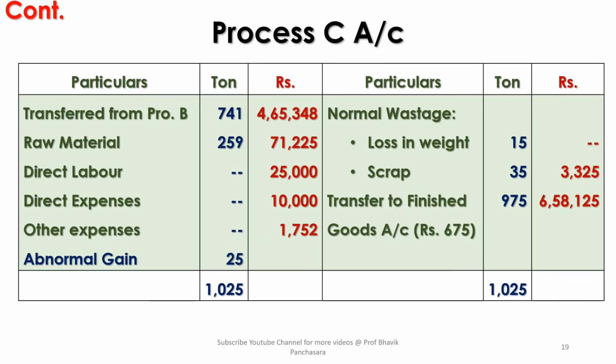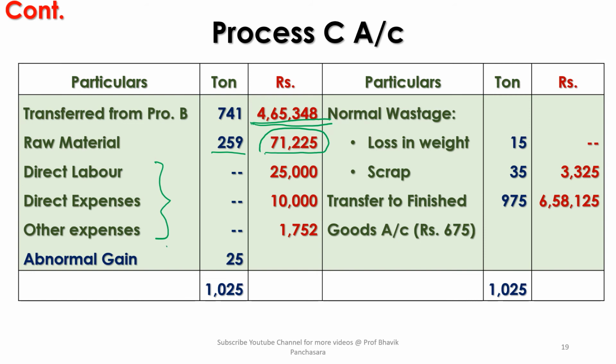Okay friends, now we are going for the amount column. So for this material transfer from process B, the same amount we will show here as shown in this process B account. Okay, after that raw material, so here in this process we have introduced 259 ton raw material at the cost of 275 per ton. So by multiplying 259 with 275, here we will receive amount 71,225. After that put the amount of expenses as given in the question.